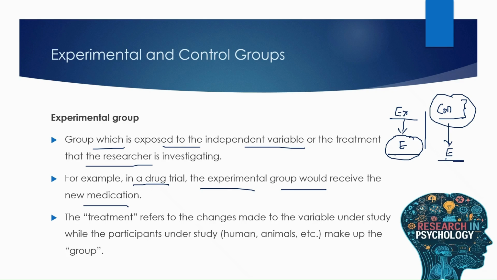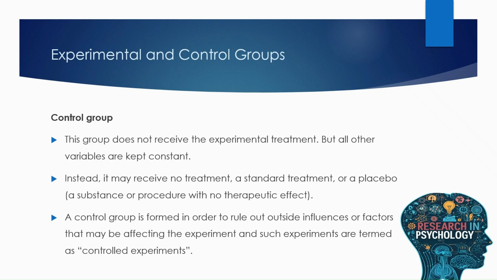The treatment here refers to the changes made to the variable under study, while the participants under study, which could be humans or animals, make up the group. So that is the experimental group for you, which receives the treatment or the manipulation or control of the independent variable. So now what is the control group?